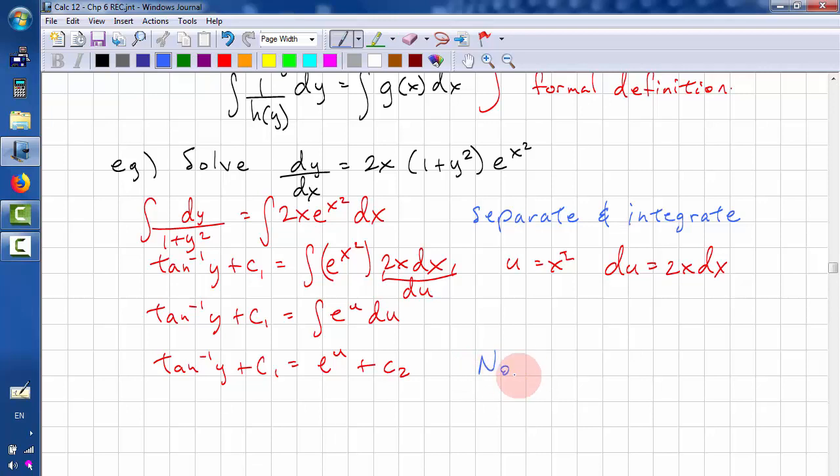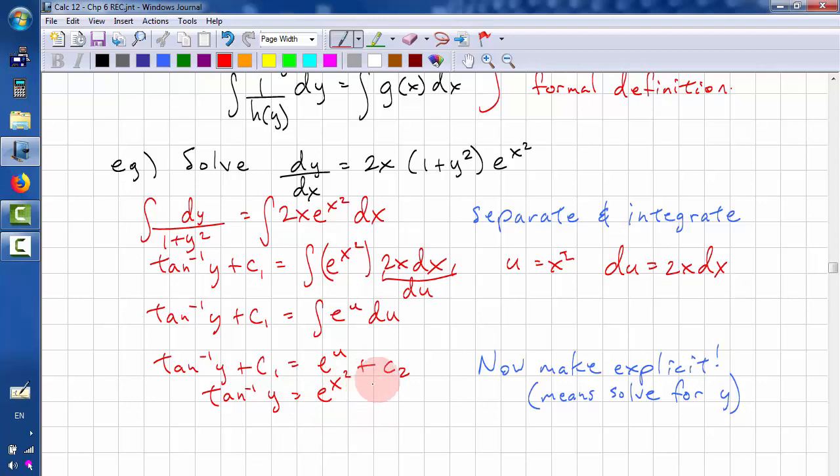And now make it explicit. Okay, explicit means solve for y. So explicit means y equals. So first step, we have inverse tan of y equals e to the x squared plus c. These two constants can be combined to make just c.